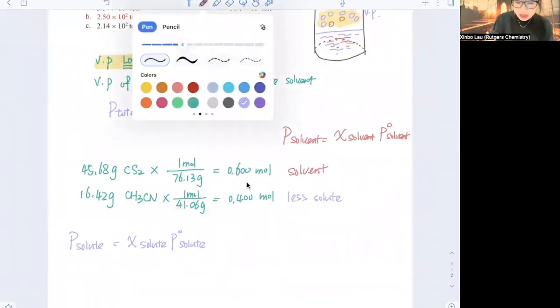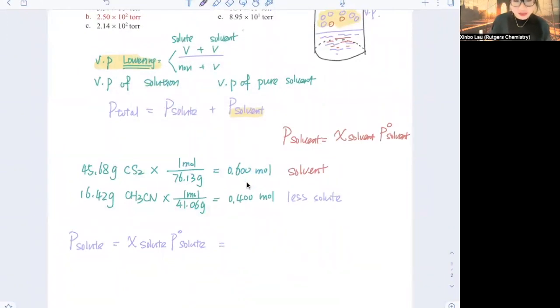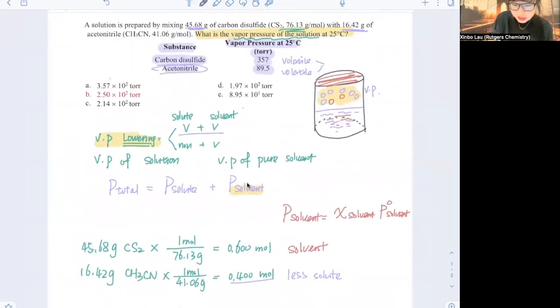Now the next question is how we're going to calculate mole fraction. Again, definition: we use the moles of whatever your target is over the total. Since we are calculating for the solute, that's CH3CN, acetonitrile, that's what I'm calculating. So the moles by itself is 0.4, and you divide it by the total moles, adding them up, so 0.4 plus 0.6. Remember, mole fraction is always a number between 0 and 1, because it's a fraction. Now you get that value times the pure vapor pressure for acetonitrile by itself.